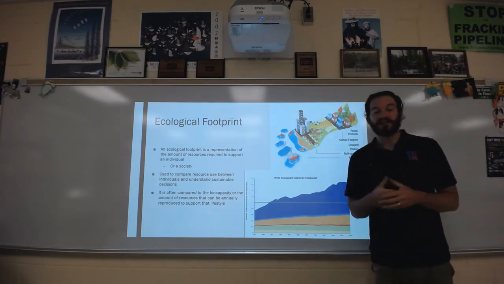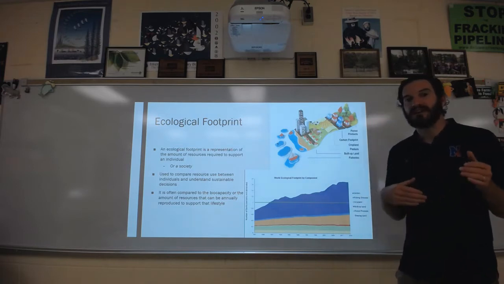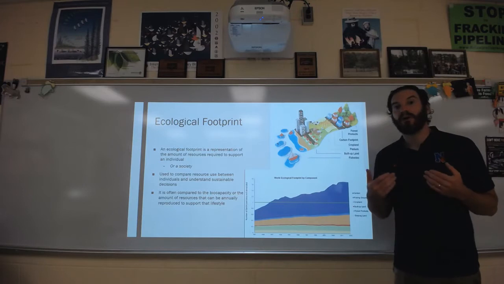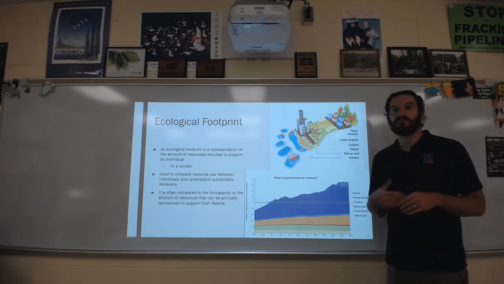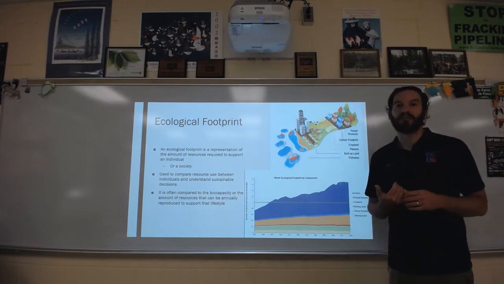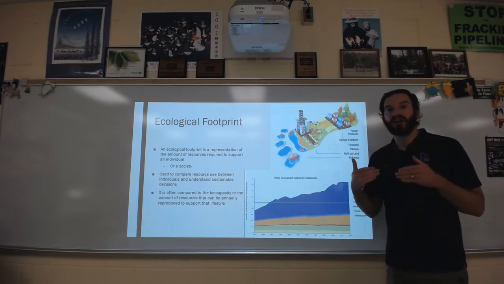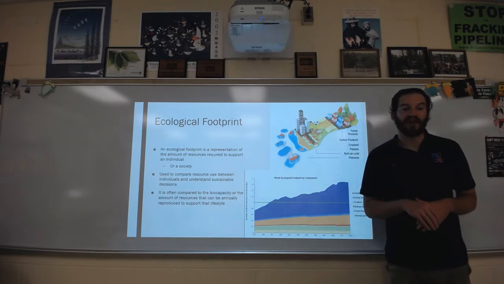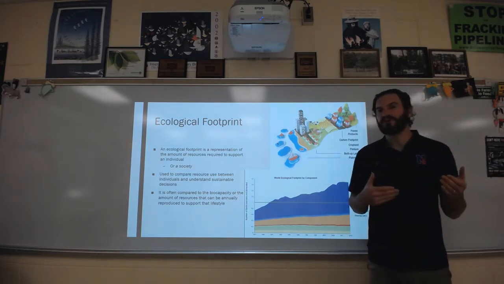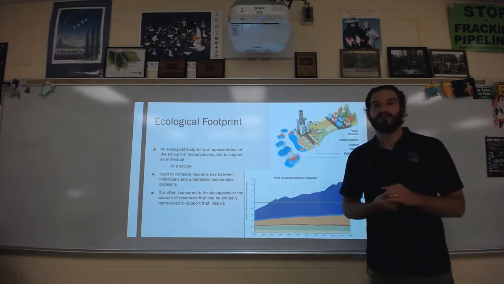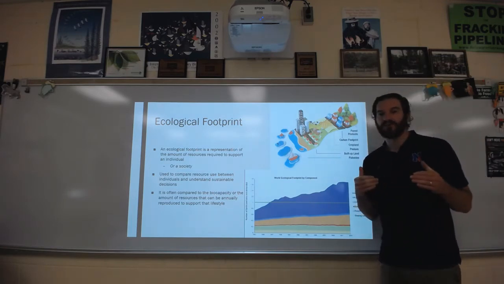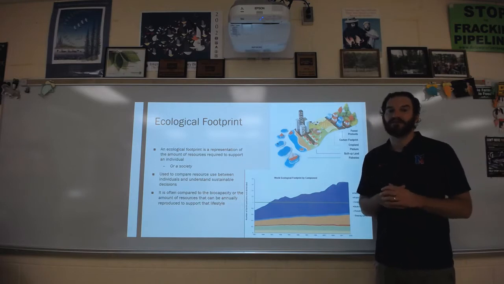So again, an ecological footprint is really looking at how many resources an individual uses, or what we would sometimes say per capita. If you hear something say per capita, it's talking about how much per individual, or we're looking at it as an average for the entire society. Why do we do this? Well, we use it to compare different ways of life between different societies. And it helps societies and individuals to make better decisions.